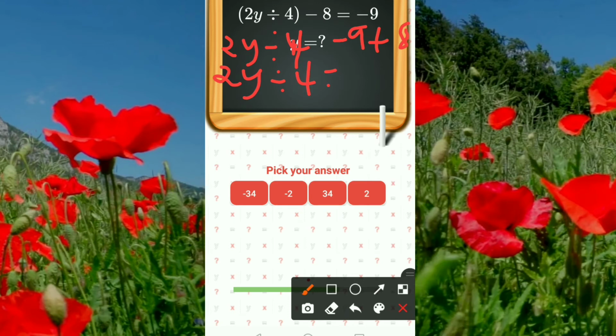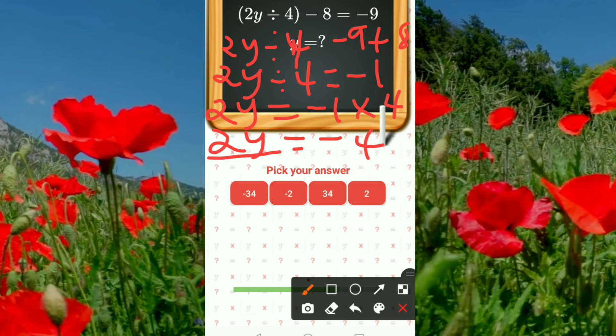Even though our problem is addition, our solution is to subtract because our signs are opposite, and then follow the largest number. So negative 9 plus 8 equals negative 1. Then 2y equals, so we need to multiply the 4 on both sides, so negative 1 times 4. So 2y equals negative 4. Negative 1 times 4 equals negative 4.